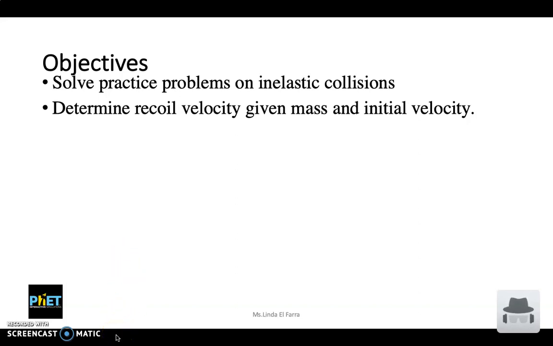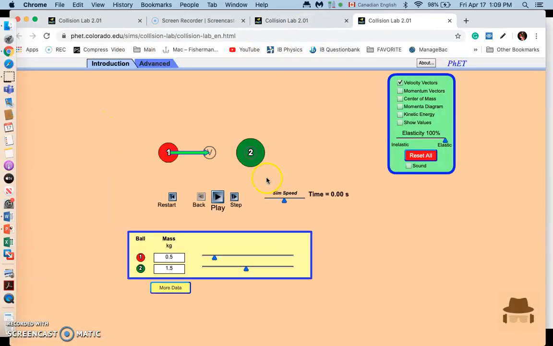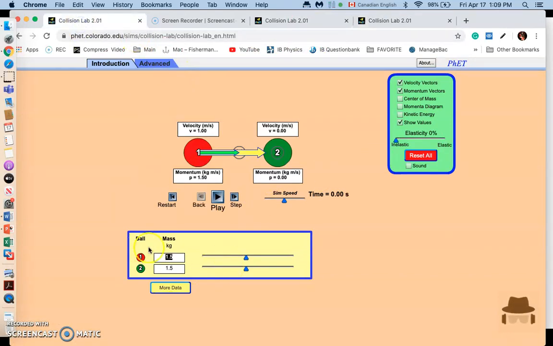Now, before we start solving practice questions, let's refresh our memory a little bit about what I mean by inelastic collision. Here I have the same simulation we used last time. This time I'm going to use inelastic collision, and I can make both balls have the same velocity. The velocity of the red one is 1 meter per second.